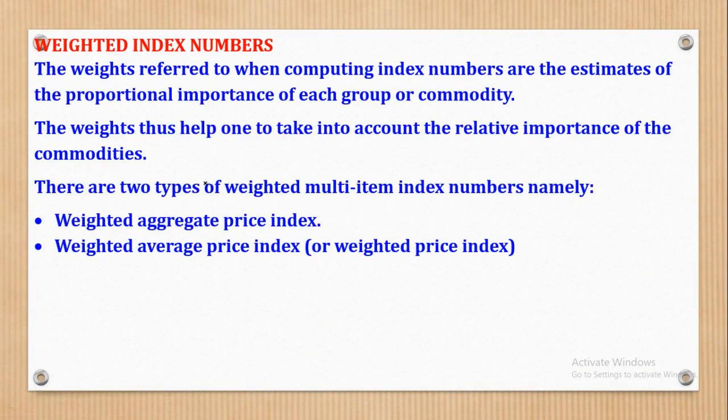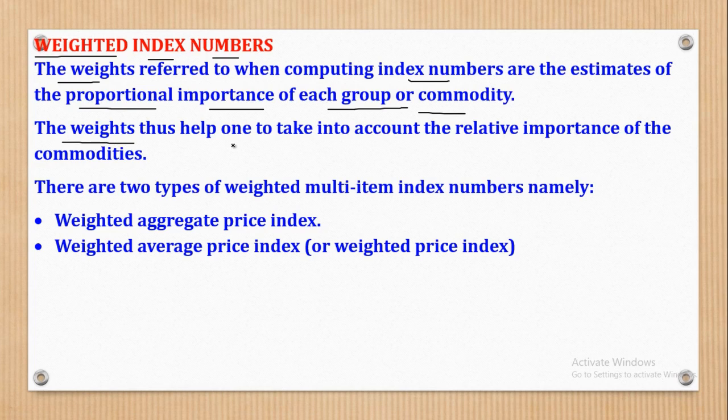Okay, now we have been dealing with unweighted, multi-item index numbers. Now we shall go to what we call weighted index numbers. The weights referred to when computing index numbers are the estimates of the proportional importance of each group or commodity. So the weight denotes importance. It does not denote how heavy a quantity is. It denotes how important or how vital or how essential a given quantity is.